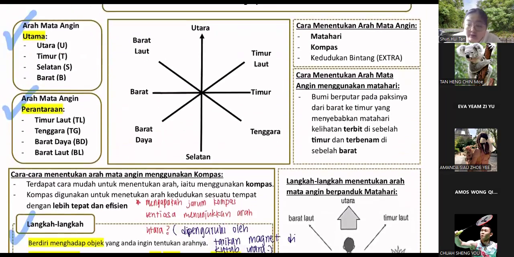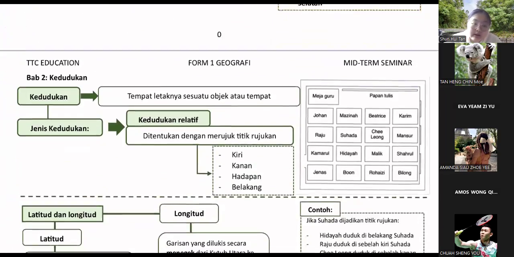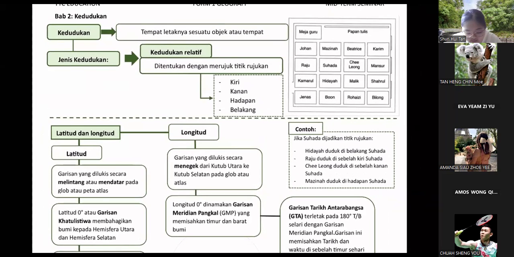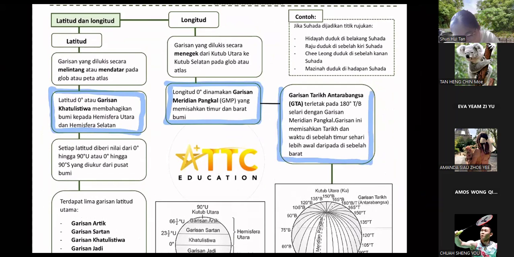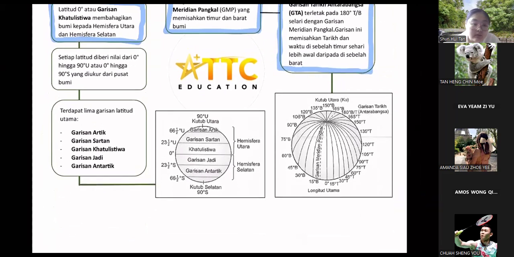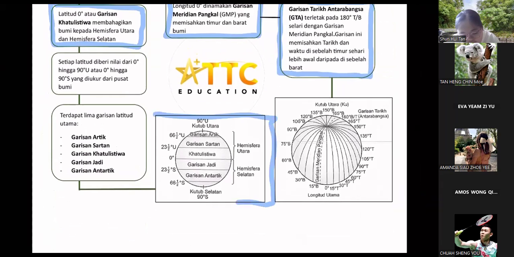So I take it for you, this is roughly what you are going to know about it, right? And then chapter 2, as I said, you need to know kiri, kanan, depan, belakang. And just now I mentioned to you, right? They might ask you about the ciri-ciri garisan khatulistiwa. They may ask you ciri-ciri garisan meridian pangkal and garisan tarikh antarabangsa. Now, make sure you know about the location, like what is the name of the garisan?